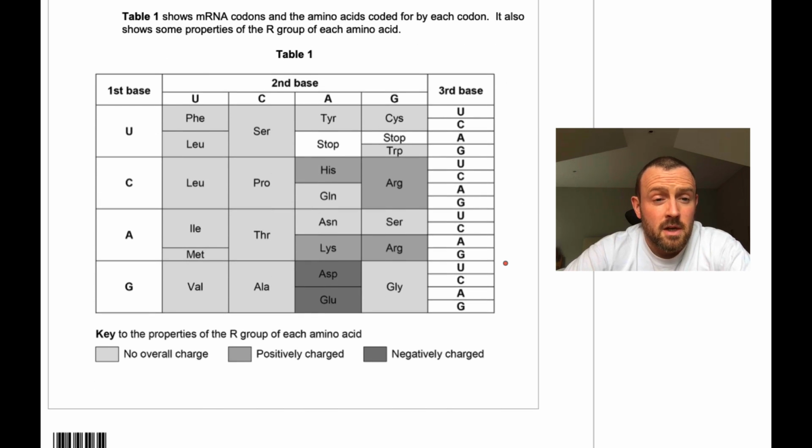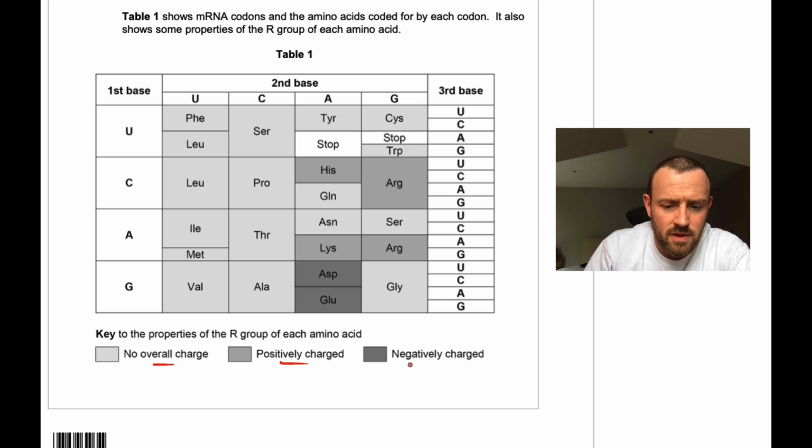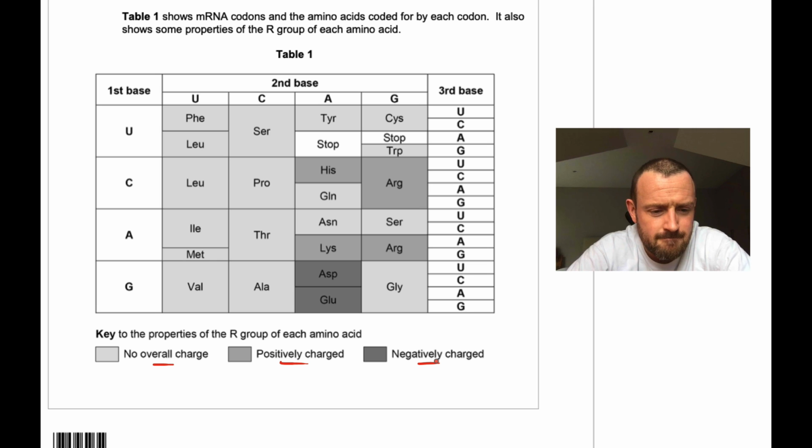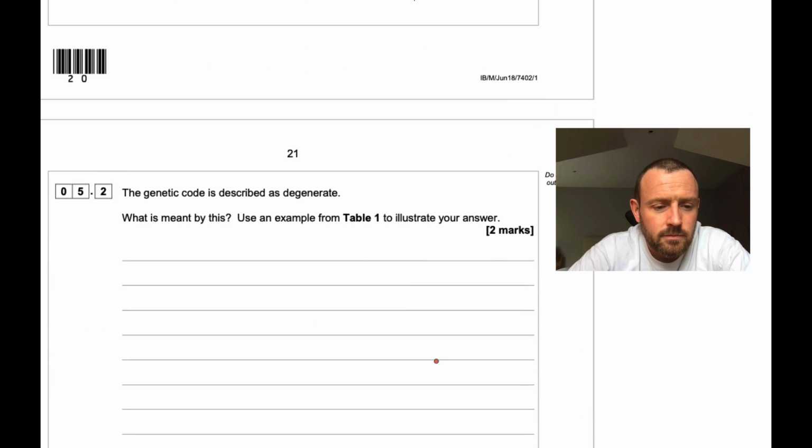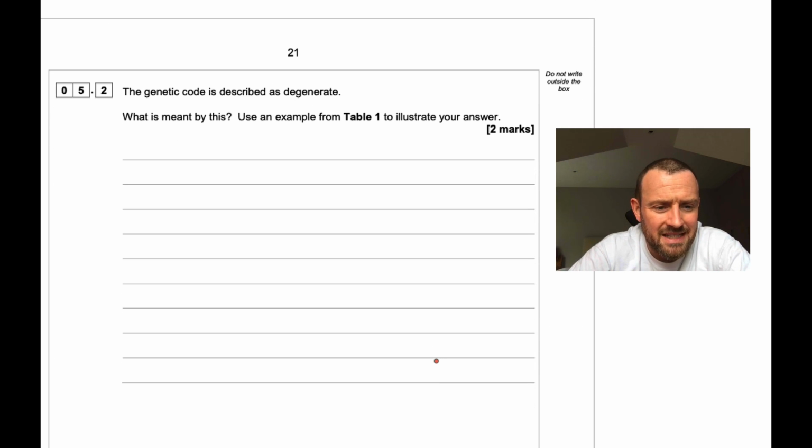Okay, 5. There's a table here. Table 1 shows mRNA codons and the amino acid coded for by each codon. It also shows some properties of the R group of each acid. Okay, so we've got some uncharged ones, positively charged ones, and negatively charged ones. The genetic code is described as degenerate. What is meant by this? Use an example from table 1 to illustrate your answer.